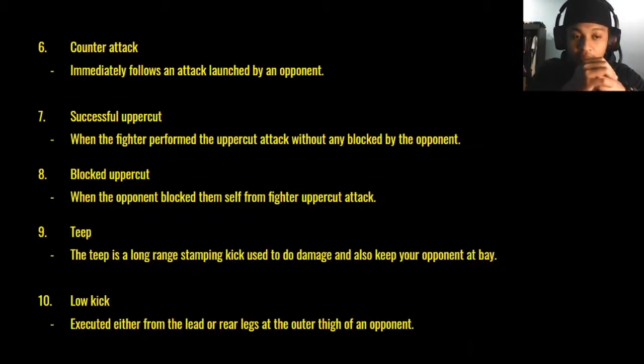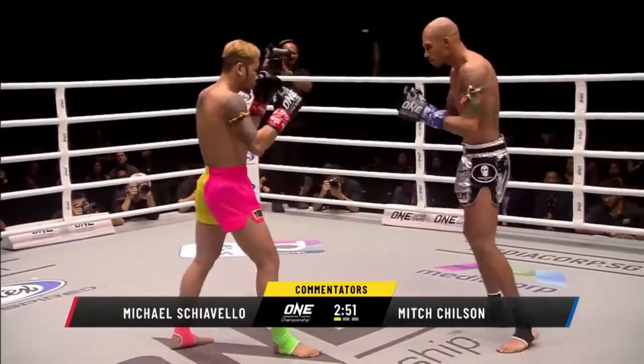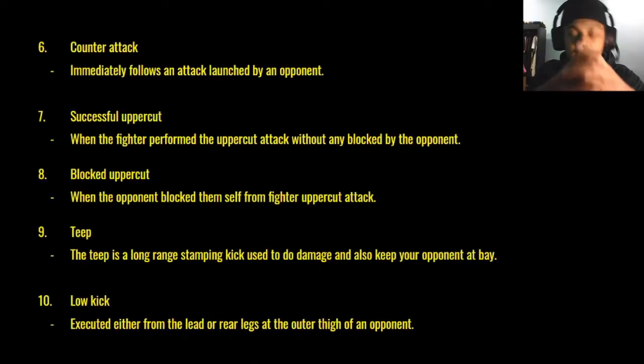For the last one is low kick. Low kick is executed either from the lead or rear leg at the outer thigh of an opponent. This means the low kick is a kick in which the attacker uses his or her leg to strike the opponent's lower body, which is the thigh or calf, with the shin bone or foot. Okay, that's all from me.